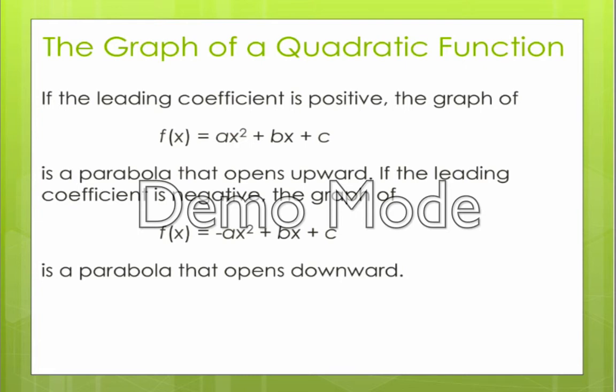The point where the axis intersects the parabola is the vertex. And we already talked about this, but if the leading coefficient is positive, the parabola will open up, giving you a minimum vertex. If the leading coefficient's negative, the parabola will open down, making your vertex a maximum.